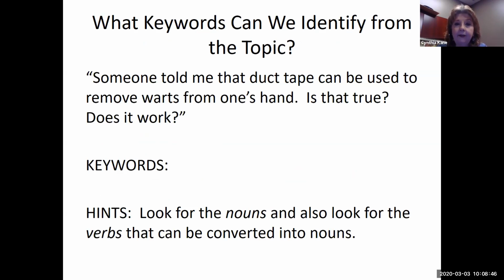So duct tape certainly is a key word, obviously. Warts, yeah, obviously another key word. Wart removal, hand, skin, truth, perhaps effectiveness. You notice that I'm taking some of these verbs here and I'm turning them into nouns.